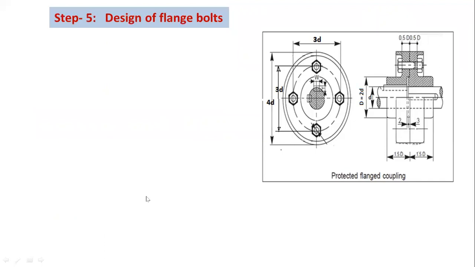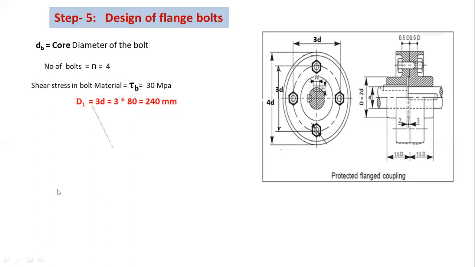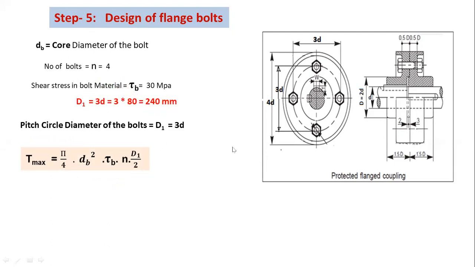In the last step, we have to design a suitable size of flange bolts. Already we know the formula for flange bolts. Here the diameter of the shaft is 80 mm. That means the diameter is more than 40 mm. So you have to consider the number of bolts equal to 4. Okay. Now you have to use this formula to determine the size of the bolt.